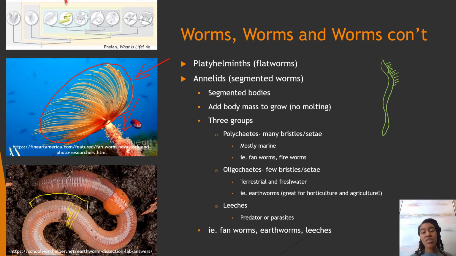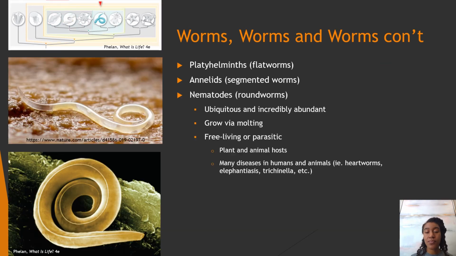And then our last group are leeches. Many of you are familiar with leeches. If you're not, go ahead and Google them. These can be predators or parasites. Some leeches are active predators that go out, hunt other organisms and consume them. And some of them are parasites that attach to a host and drink the host's blood until they're full, and then they leave. Like I mentioned, examples of worms that fit within this phylum, Annelida, are fan worms, earthworms, and leeches.